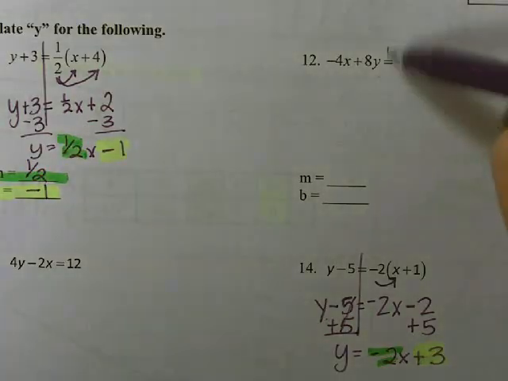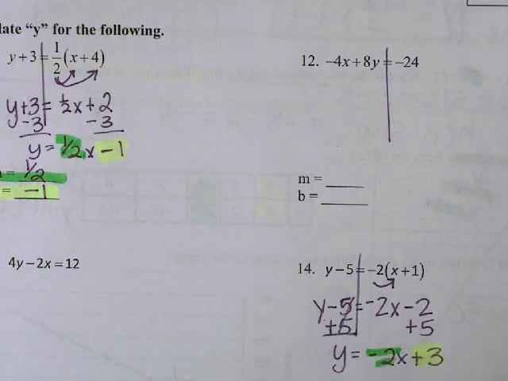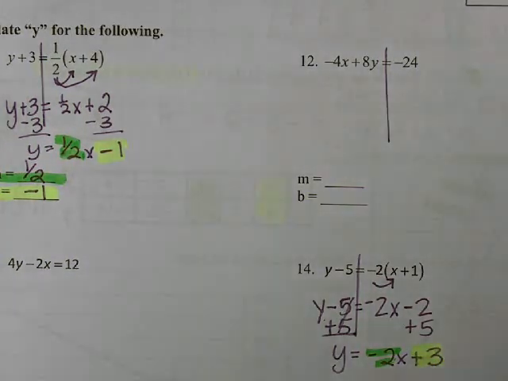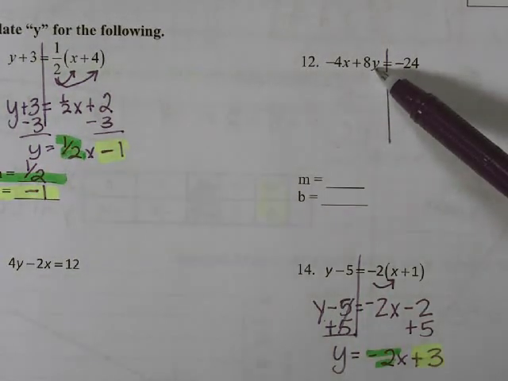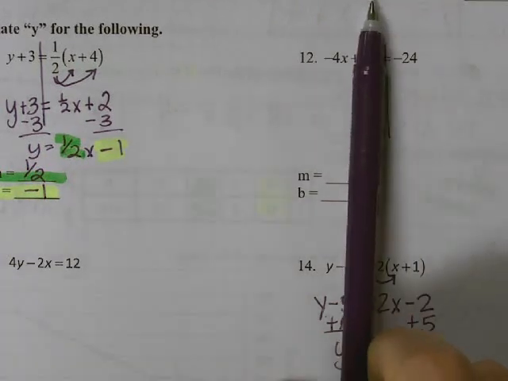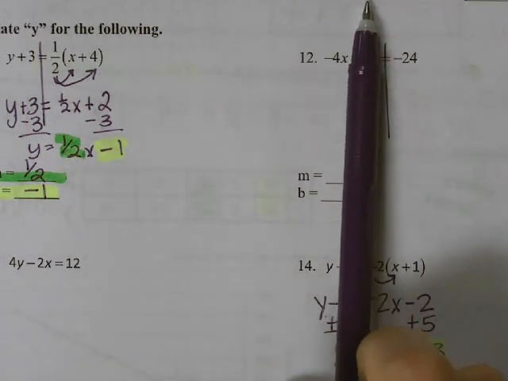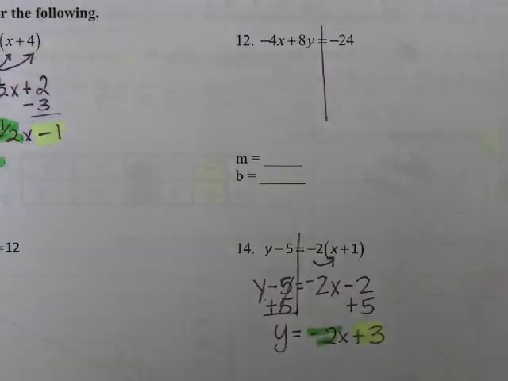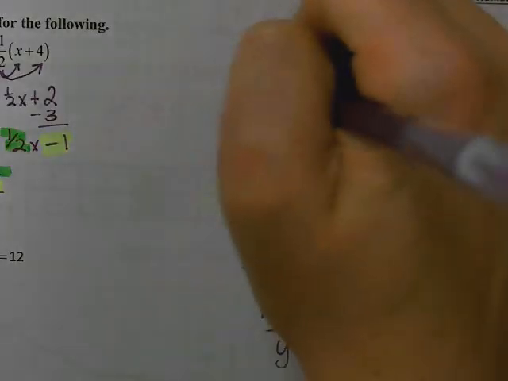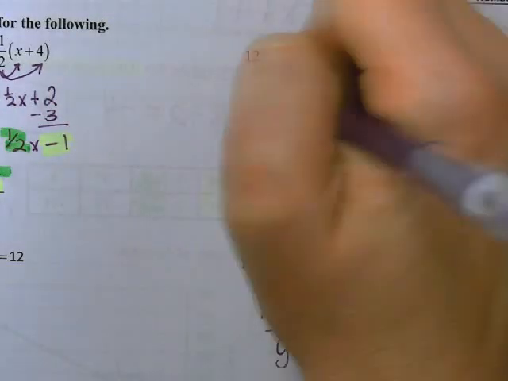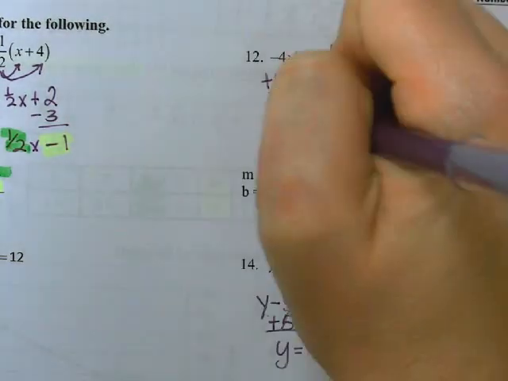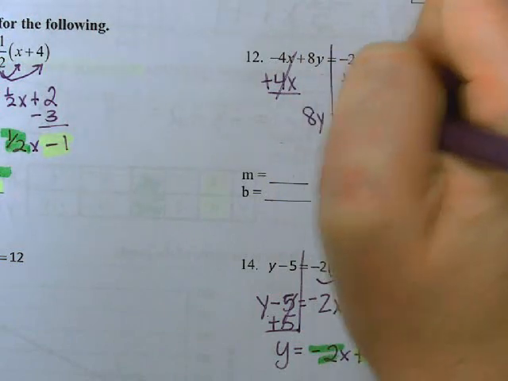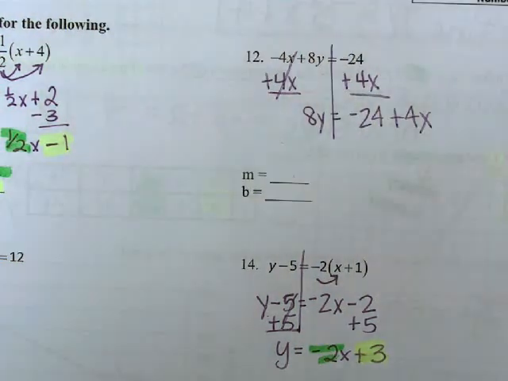Okay, on number 12, remember the rule is add or subtract the x term and divide by the coefficient of y. So if we want to get y all alone, that means we need to cover up the 8y and realize that we've got to move that 4x to the other side. And because it's negative, we're going to add 4x to both sides. So this is 8y equals -24 plus 4x.